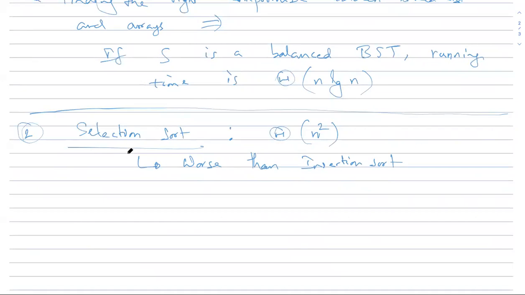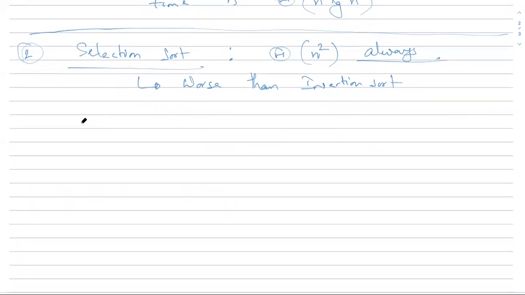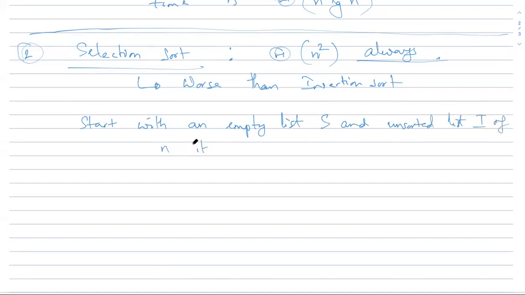But in the case of selection sort, it always runs at the n square complexity. So what is the basic idea of selection sort? So you start with an empty list S. So S is initially empty, and unsorted list I of n items.